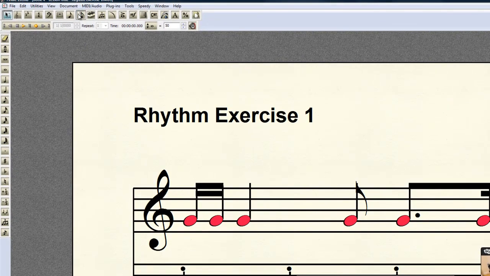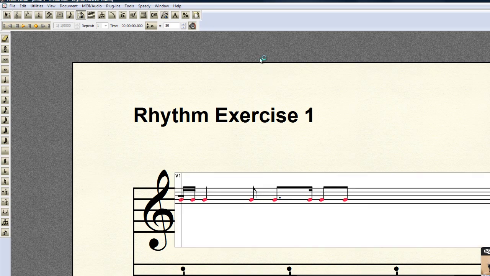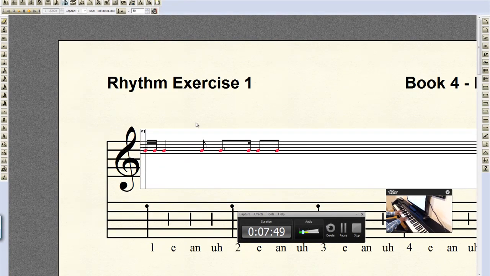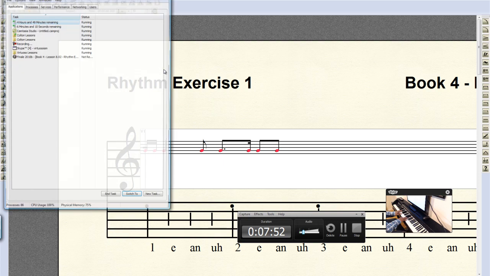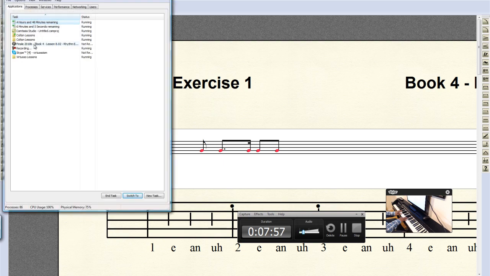1 E and 2 E and 3 E and 4 E and 1 E and 1 E and 2 E and 3 E and 4. 1 E, 2 E, 3 and 4 E and 1 E and 2 E and 3 E and 4 E.